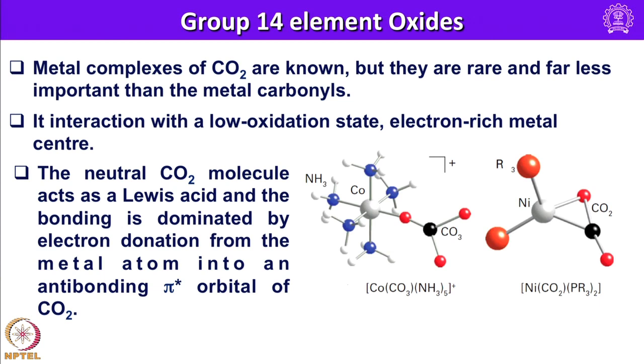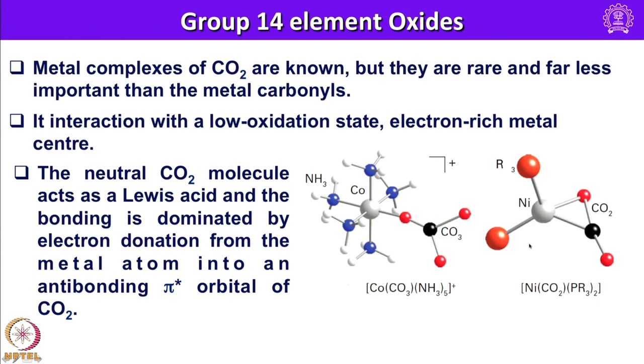Neutral carbon dioxide molecule acts as a Lewis acid and the bonding is dominated by electron donation from the metal atom into an antibonding pi star orbital of CO2. So, that means if there is any binding at all, it happens this way. And of course, I have shown a couple of examples here in which carbonate or carbon dioxide is binding.